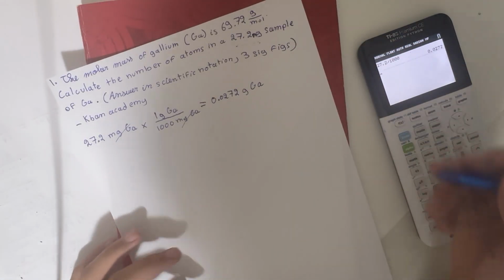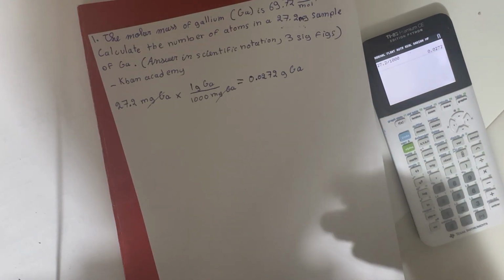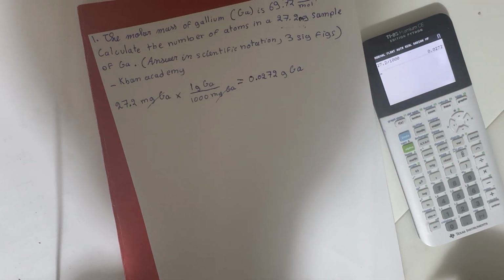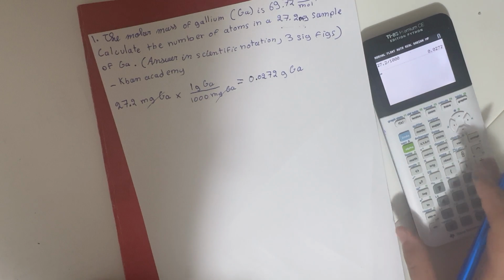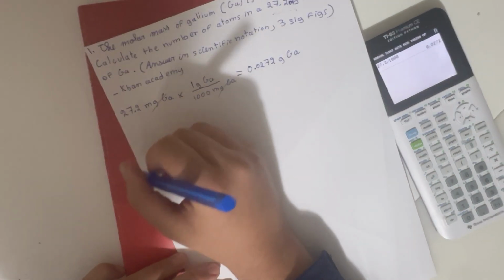All right, now that we have done our conversion, we're going to calculate the number of moles. And then from the number of moles, we'll be able to calculate the number of atoms using Avogadro's number. So let's convert this to moles.